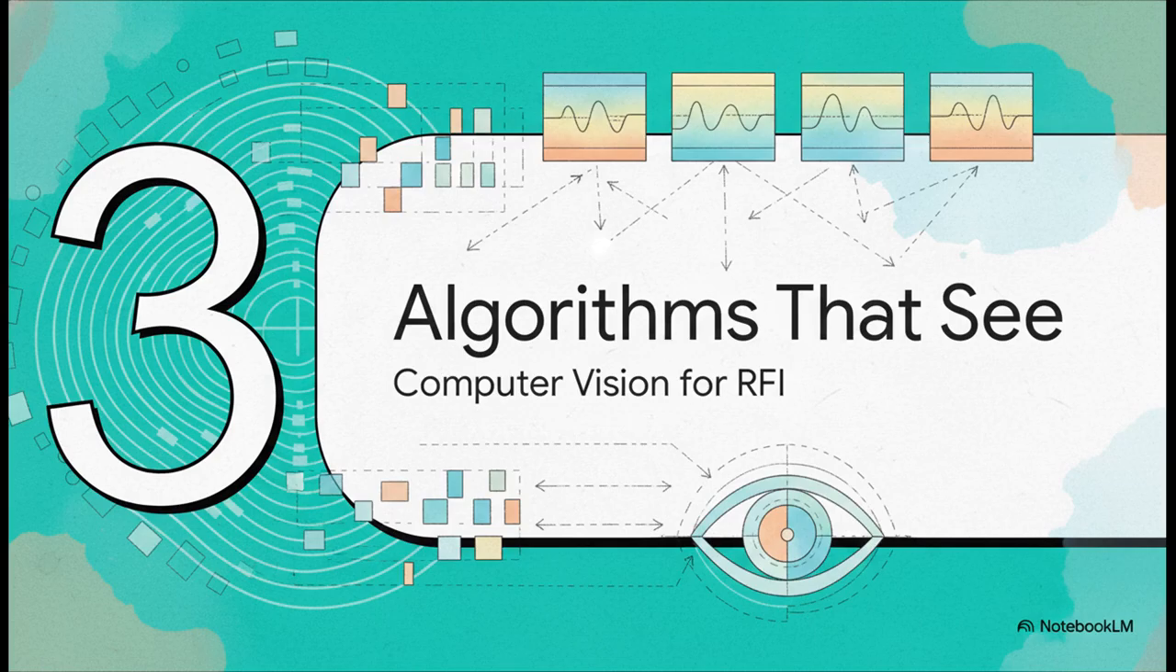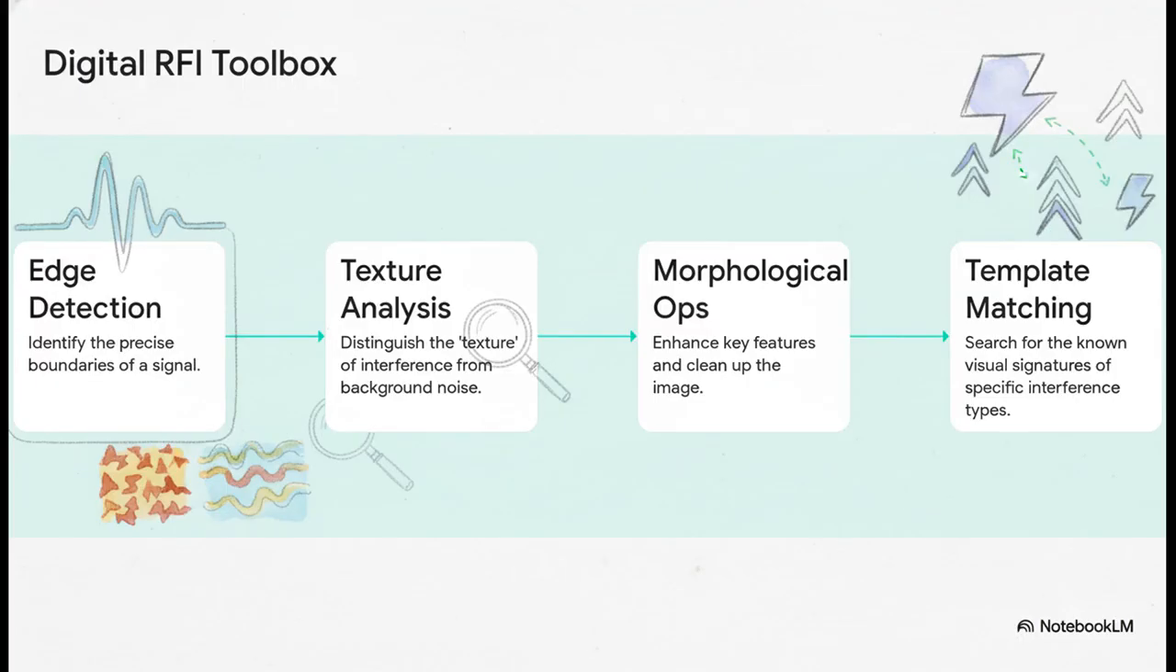And that brings us to the next level: algorithms that see patterns. If spectrograms are just images, then we can use all the cool techniques from computer vision to hunt for that interference automatically. So what's in this digital toolbox? It's pretty amazing. First up, you've got edge detection algorithms to find the exact boundaries of a signal. Then there's texture analysis, which can actually tell the difference between the texture of interference and the texture of normal background noise. After that, you use what are called morphological operations, which is just a fancy way of saying tools that refine shapes to clean up the visual clutter. And finally, template matching acts like a find and replace for those visual fingerprints we were just talking about. It's an incredibly powerful setup.